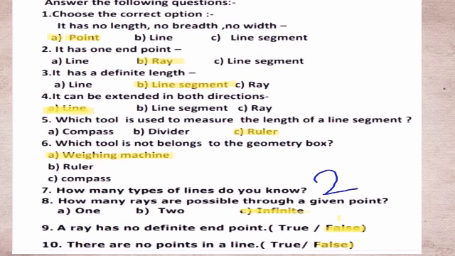The fifth question is, which tool is used to measure the length of a line segment? Option A, compass, option B, divider, and option C, ruler.